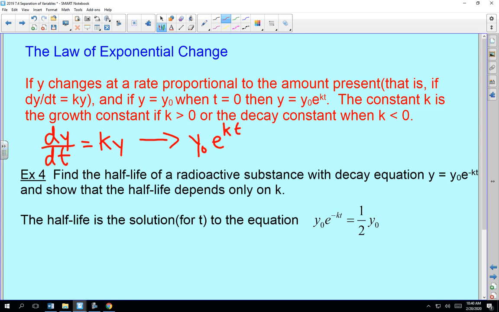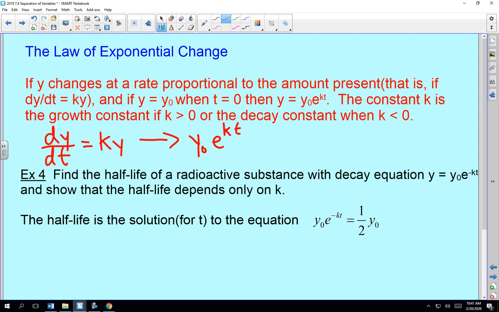There are some other things in here that have to be true. But it says, if y equals y naught when t equals 0. In other words, when you plug in 0 for t, that whole term disappears and the y naught is the initial value. The constant k is the growth constant if k is greater than 0, or the decay constant if k is less than 0. Like I said, we'll revisit this. Actually, we're going to revisit it Monday.